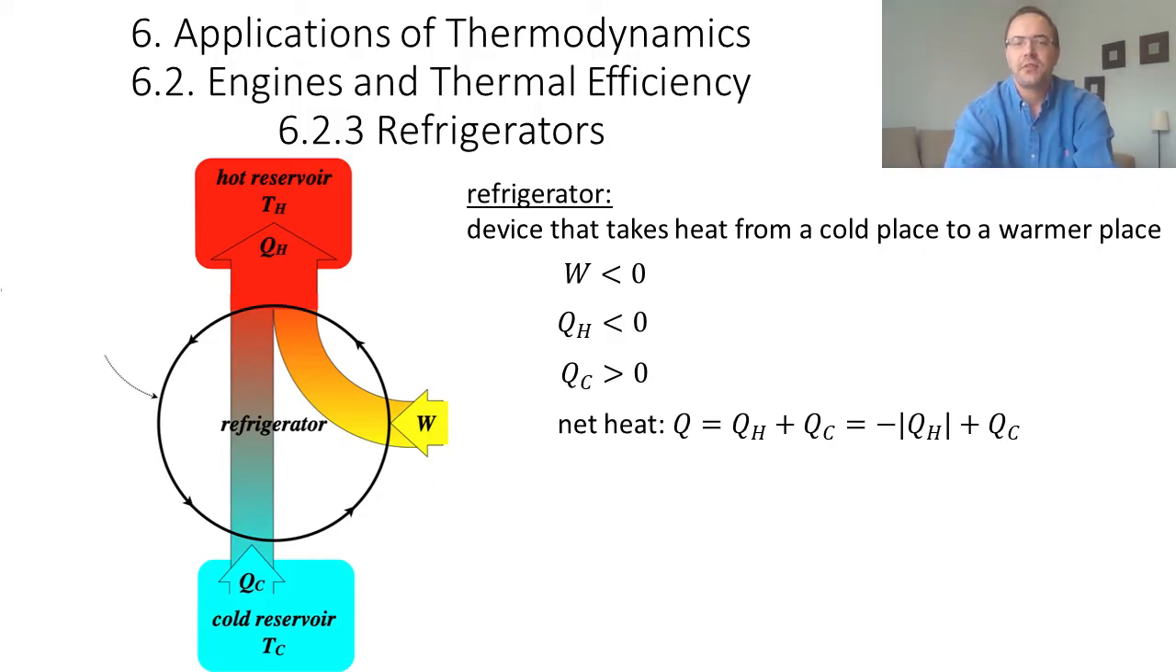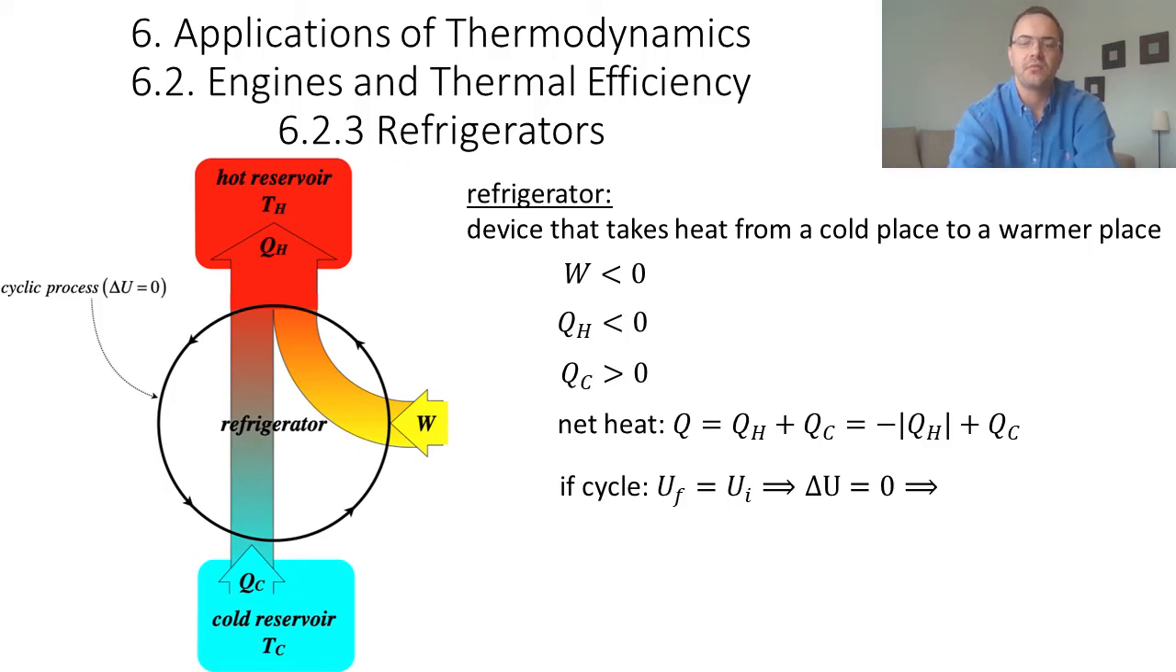Now, if we consider the state of the refrigerator, it operates in a cycle. So this means that after a full cycle, the refrigerator is in the same state as before the cycle. So the internal energy at the beginning of the cycle is the same as the internal energy at the end of the cycle. And so delta U is equal to 0. And we can write the first law of thermodynamics. Delta U is Q minus W. So since delta U is equal to 0, we have QH plus QC minus W is equal to 0. Or we can write this another way. We can write that the absolute value of W is equal to the absolute value of QH minus QC.